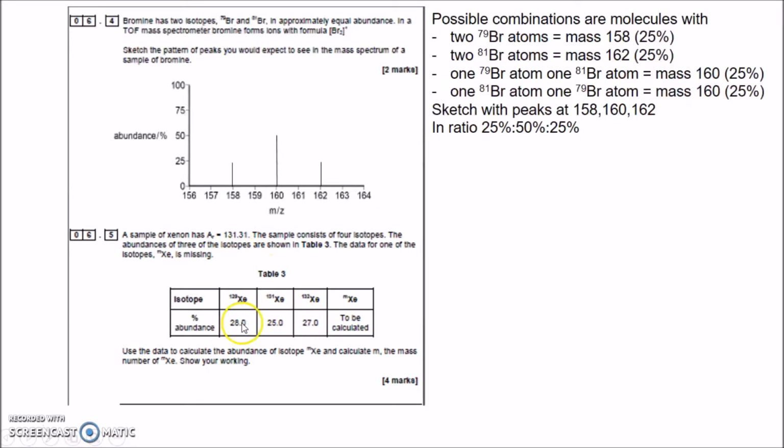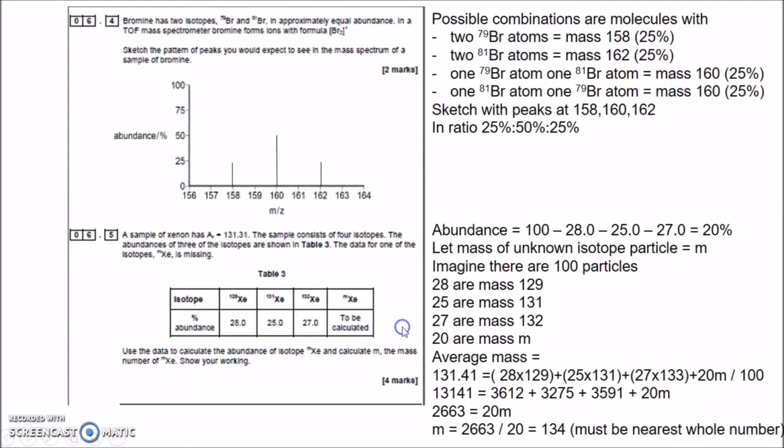So when I've got percentages, I think it's easier to imagine that I've got 100 particles in my sample. Why not? I've got 100 particles in my sample. So for this isotope I've got 28 particles, for this isotope I've got 25 particles, for this isotope I've got 27 particles, and then I've got a certain number of particles of this. So I work out the number of particles of this that I've got. That's what I've got to try and work out.